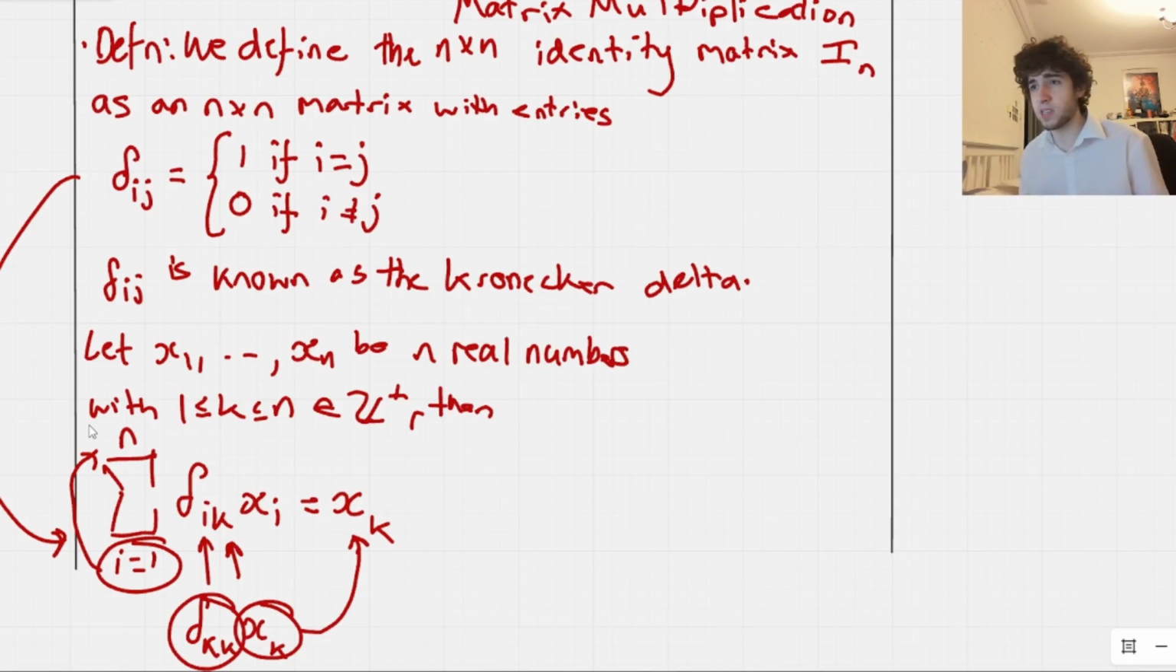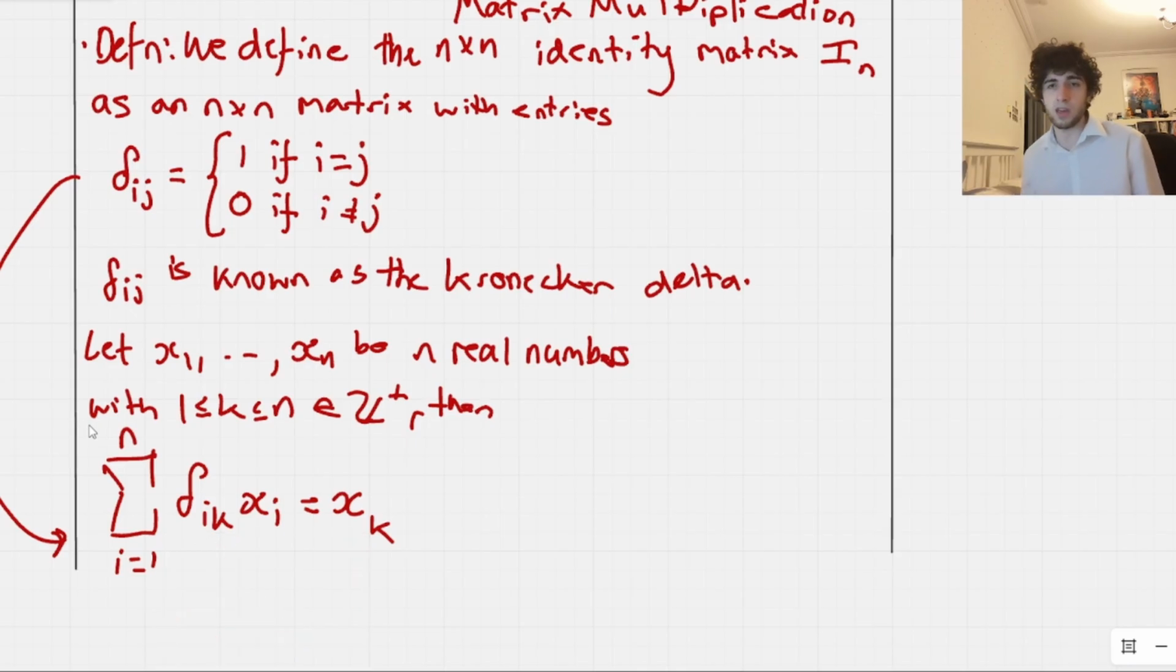But in all other cases, because there's only one value of k between 1 and n, delta ik is just 0. So you're just doing xk plus 0 plus 0 plus 0, all 0. So it's going to give you xk at the end. This property is important, and actually not too difficult if you really think about it. This is the way of writing it, and we call this property the sifting property of the Kronecker delta.